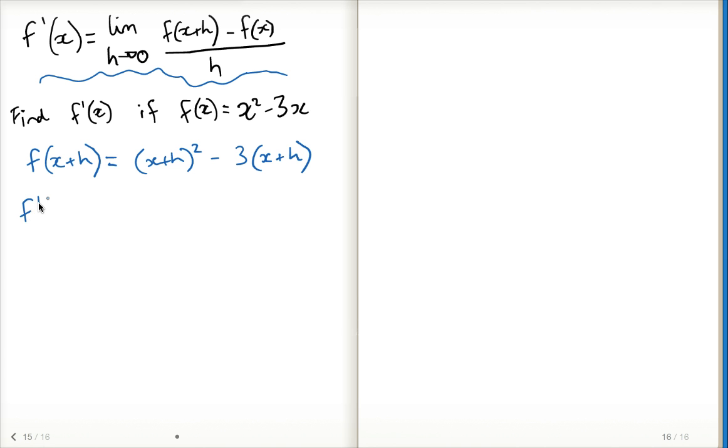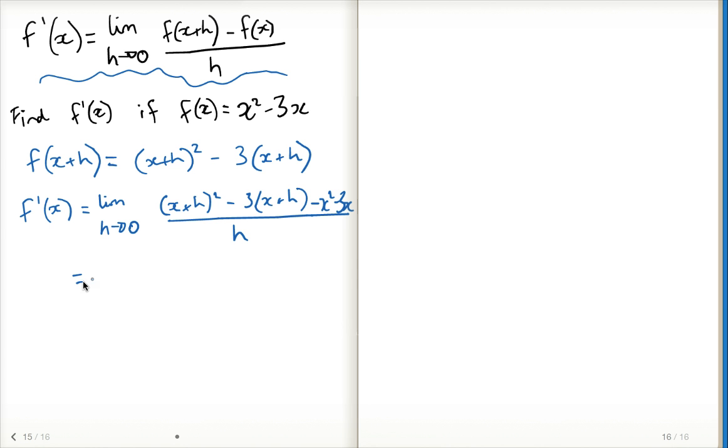Alright, so my f dashed of x is going to be equal to the limit as h approaches 0 of f of x plus h, that's this here, x plus h squared minus 3 times x plus h, divided by, oops, let's not forget minus f of x, x squared minus 3x, divided by h. Alright, now we're going to have to expand some things, and hopefully some things will cancel out nicely. Alright, let's limit as h approaches 0.